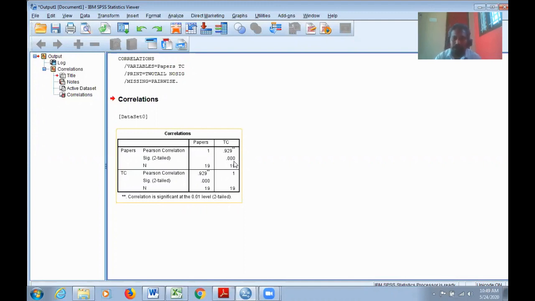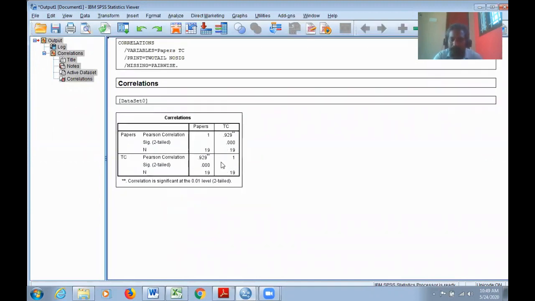So, if you are trying to prove the hypothesis, you can say that the null hypothesis is rejected and the alternative hypothesis accepted. That is, there is a correlation between number of papers published and the total citations received by them. Fine. So same concept, same results are repeated here. So this is a simple way of checking the existence of linear relationship between two variables.